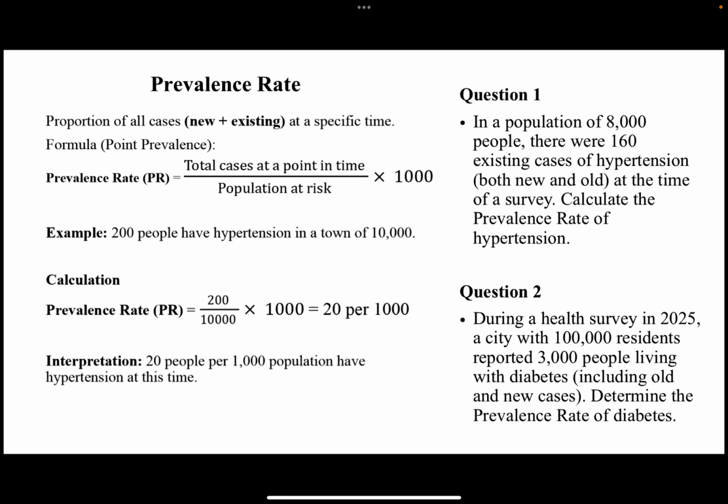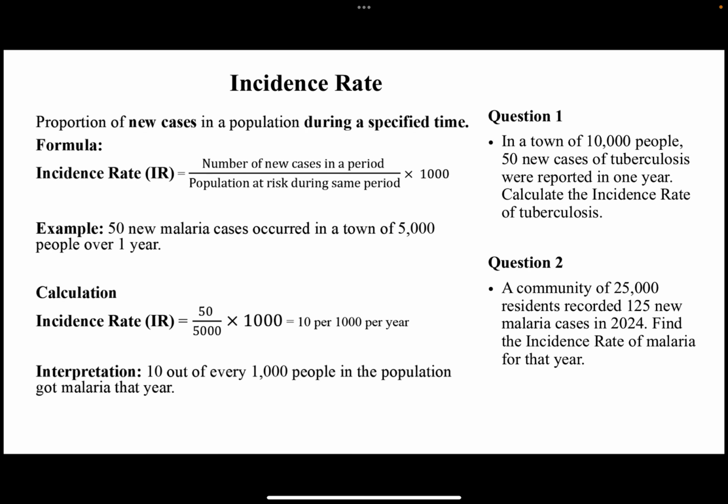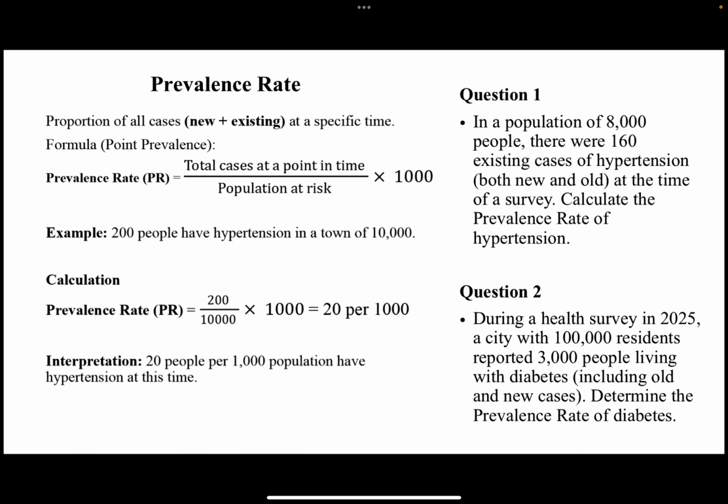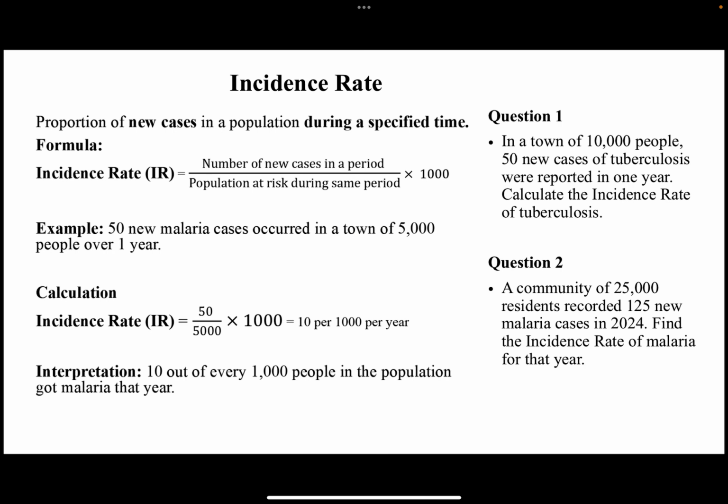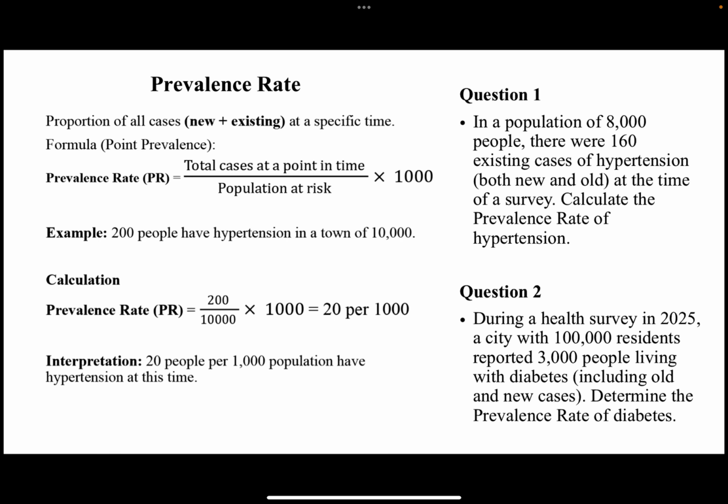In calculating morbidity rates, we always multiply by 1,000. Remember when we were calculating incidence rates, you have to multiply by 1,000. Calculating prevalence rate, one clue, you have to multiply by 1,000. Remember, for all the morbidity rates, incidence rates and prevalence rates, you always multiply by 1,000. That is one clue that can help you to remember.